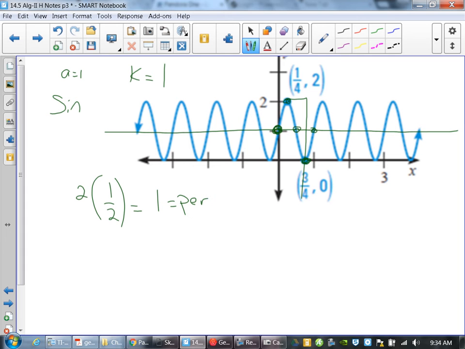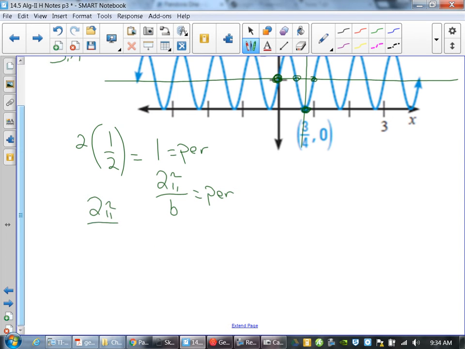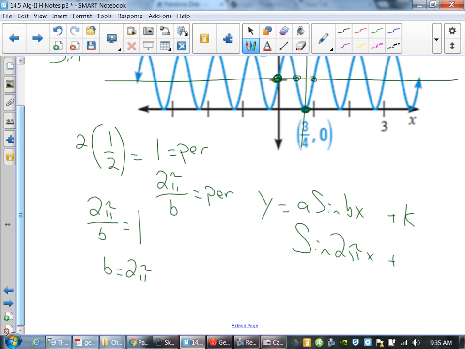But remember, period in the sine graph is also equal to 2 pi over b. So what I have to do then is take 2 pi over b and set it equal to 1. What's b? 2 pi. So b is 2 pi. Okay. So now I have y equals a sine bx, and then it's plus a k. We're not throwing any h's in here, all right? And just write it out. We have sine 2 pi x plus 1.